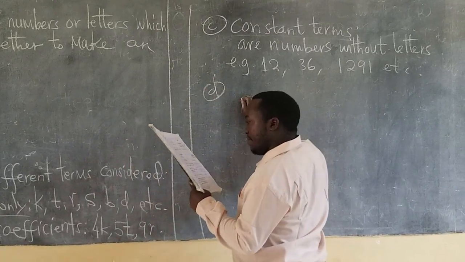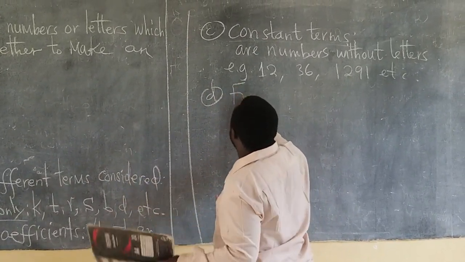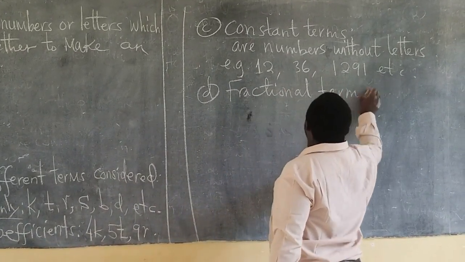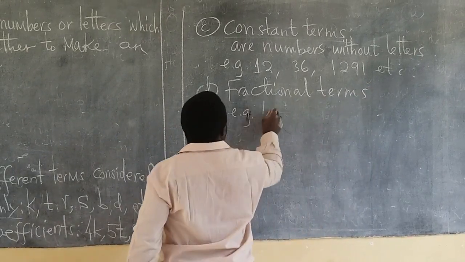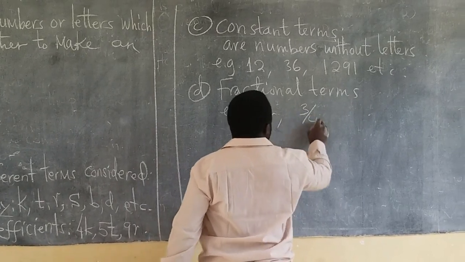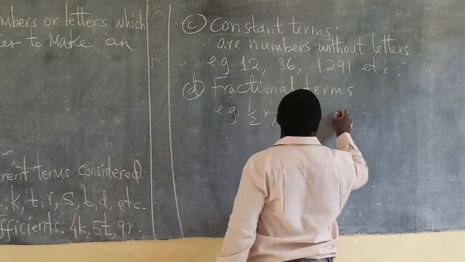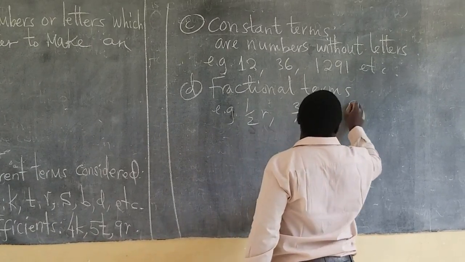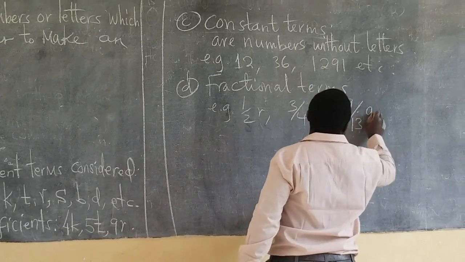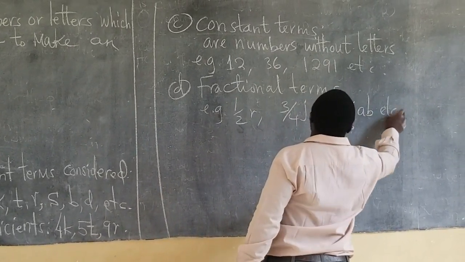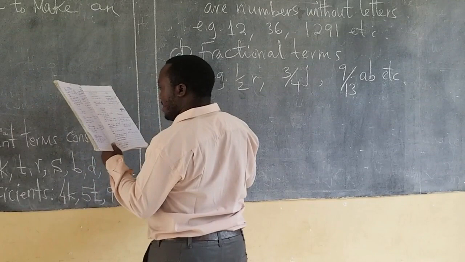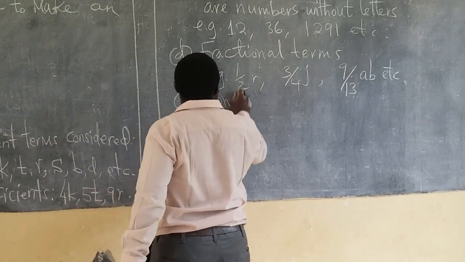Another formation, fraction terms. We have also fraction terms. Example, a half r. We have 3/4 j. We have maybe 9/13 ab, etc. These are also terms used to form expressions.